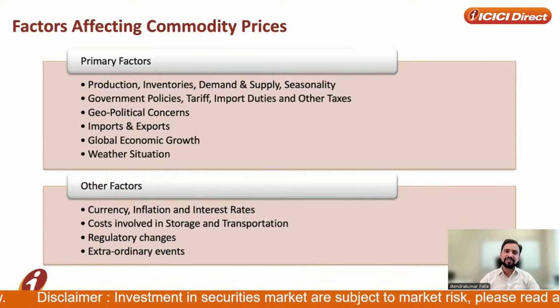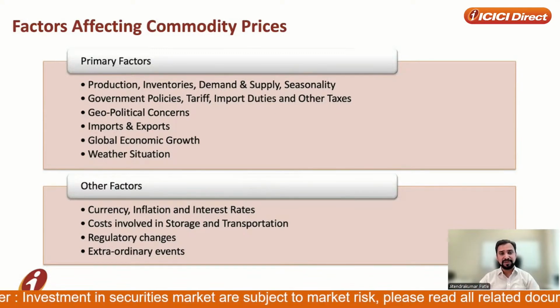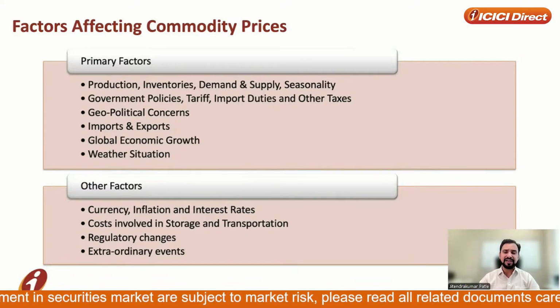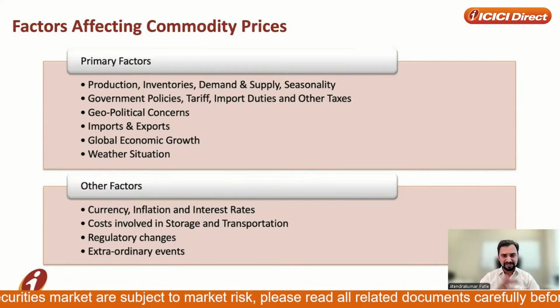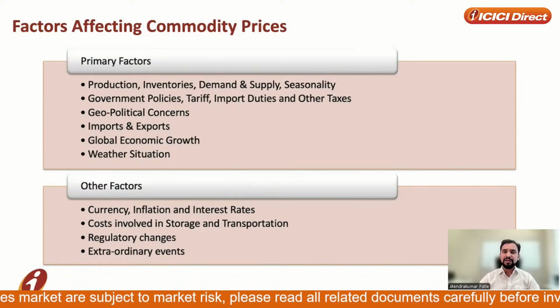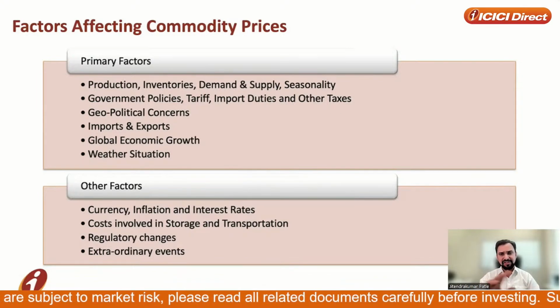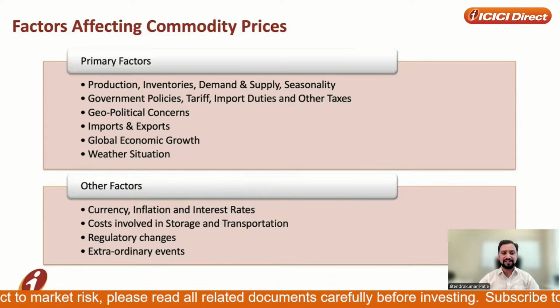Geopolitical tensions, like we have seen in Israel or Russia-Ukraine, whenever such a situation comes, definitely the supply of some commodities gets impacted and prices of those commodities go up, like crude. We have seen that whenever such geopolitical tension comes, people look for a safe haven commodity like gold, and gold prices go up. So these are basically the major factors which impact commodity prices.